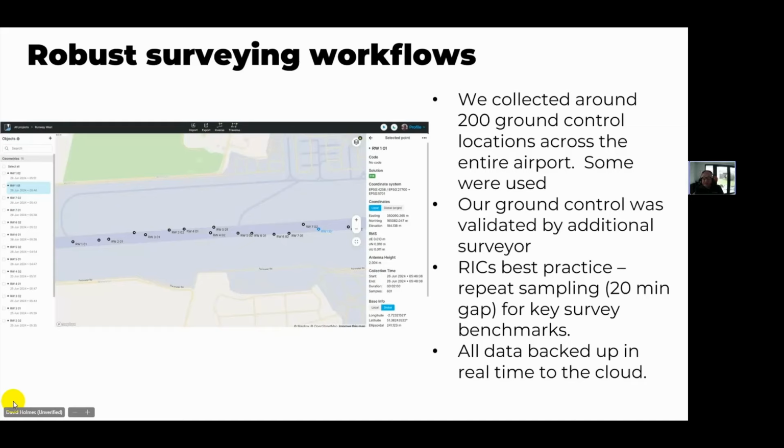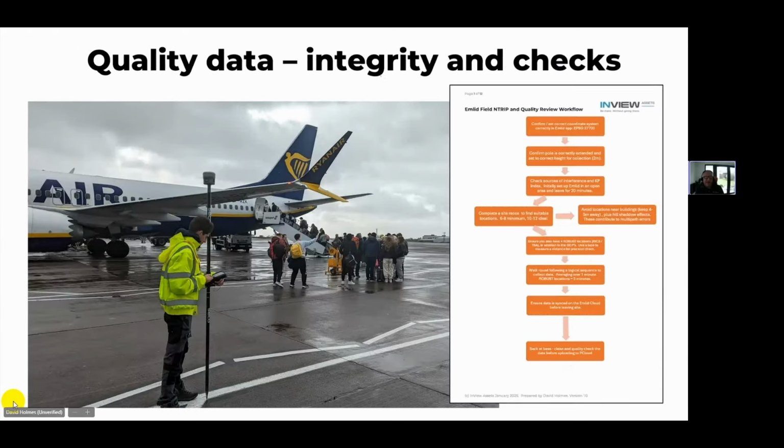We also use RICS best practice on this, so they advise that when you're using GNSS RTK, you should leave a gap between your observations of 20 minutes and do repeat observations because of changes in the satellites. So all of this, we're working with the client to make sure that we can get the best quality data, and obviously all of that is backed up in the cloud as well.